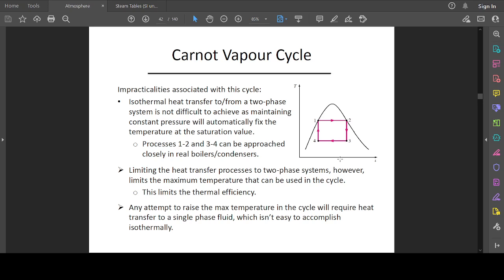The isothermal heat transfer to and from the two-phase system is not difficult to achieve, as maintaining constant pressure will automatically fix the temperature at a saturation value. So process 1 to 2 and process 3 to 4 can be approached closely in a real boiler and condenser. However, limiting the heat transfer process to the two-phase system limits the maximum temperature that can be used in the cycle. This limits the thermal efficiency, and any attempt to raise the maximum temperature in the cycle will require heat transfer to a single-phase fluid, which isn't easy to accomplish isothermally. So fixing the temperature and trying to do this cannot be achieved. There have to be changes, and these impracticalities affect the Carnot cycle.